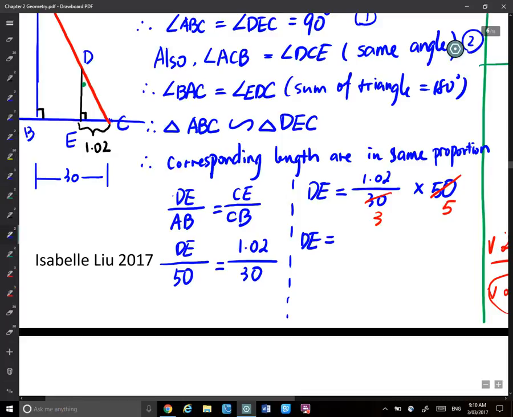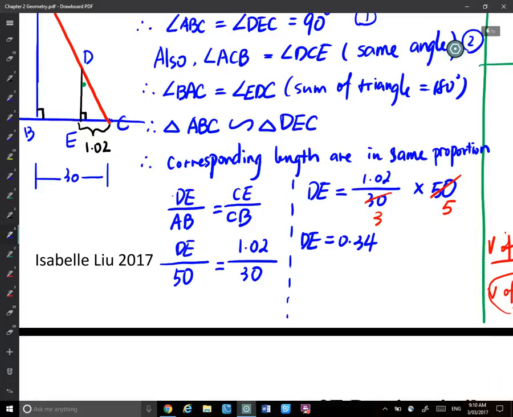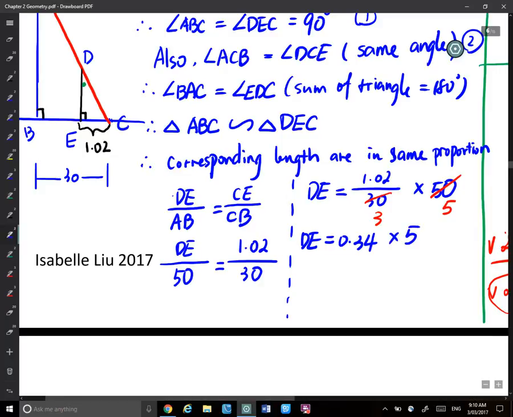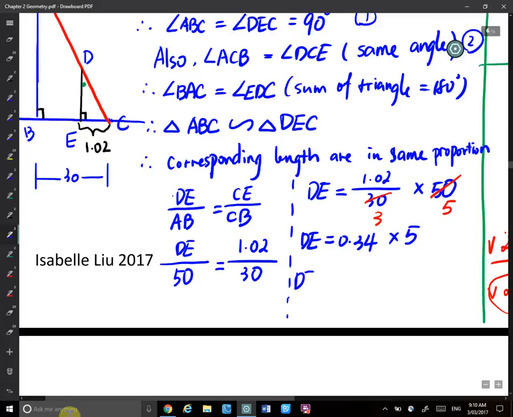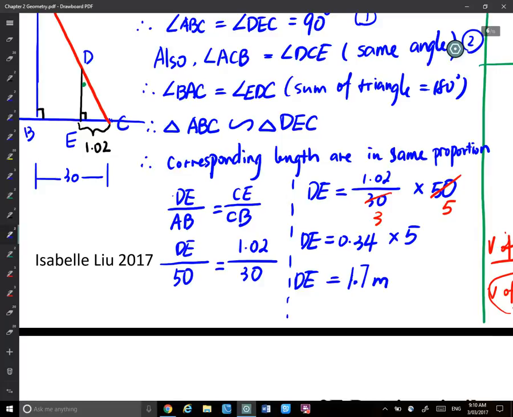DE equals 1.02 divided by 3, that's 0.34, times this 5. 1 divided by 3 is 0, 10 divided by 3 is 3, left is 1, 12 divided by 3 is 4, so 0.34 times 5. Then DE equals 1.7, with 2 decimals. So it's 1.7 meters. So DE is 1.7 meters.